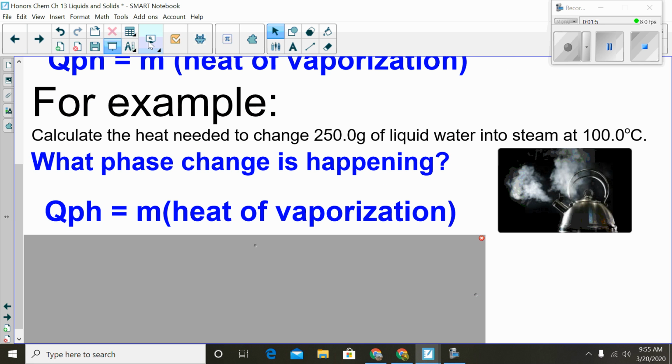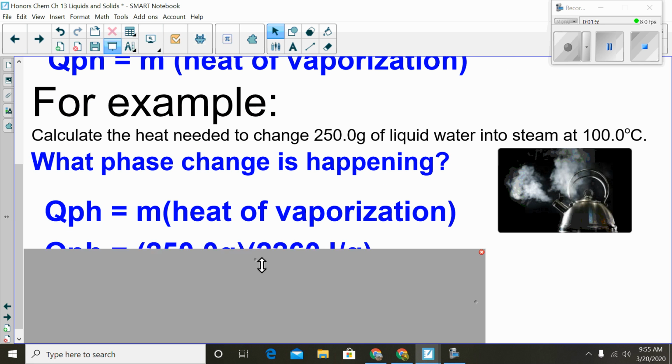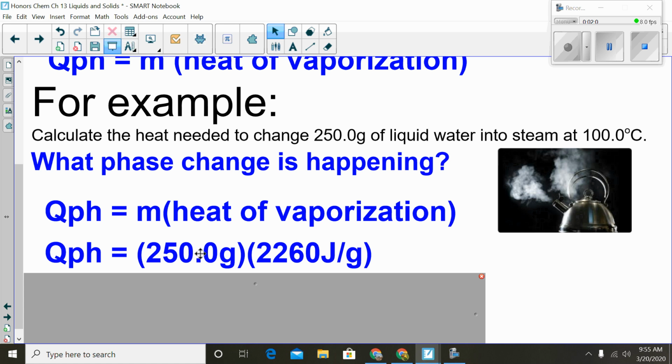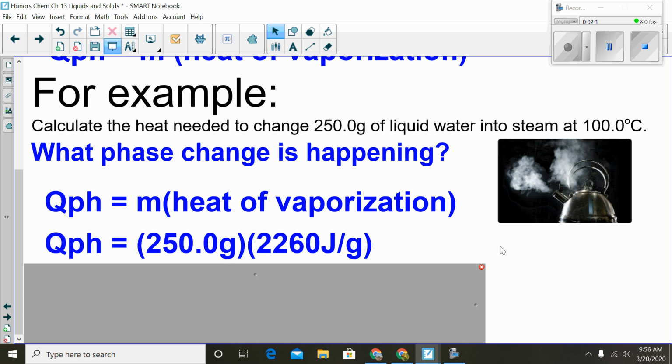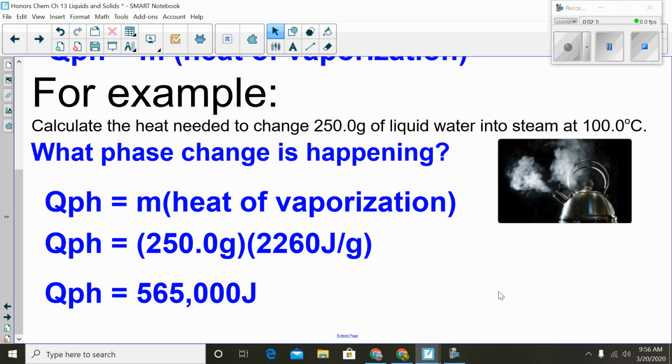All right, so let's fill it in now. 250 grams, I gave you how much water you have. The 2260 is the heat of vaporization. I will provide that to you. And then how do you solve this? So all of these problems are just multiplying. And the only thing you have to pay attention to are the units. So if you're trying to solve this with me, it's 250.0 times 2260 in the calculator. So just multiply them together.